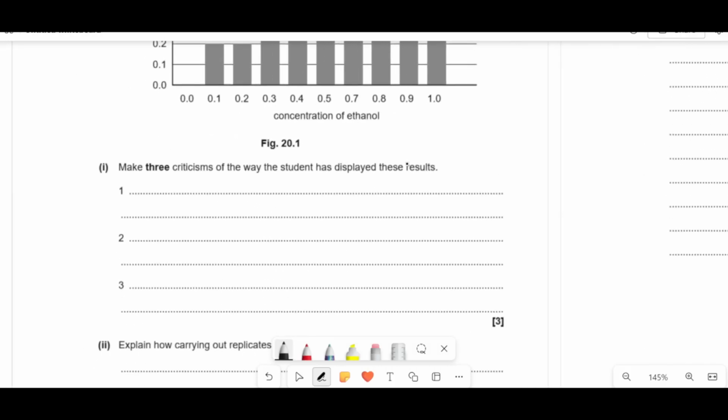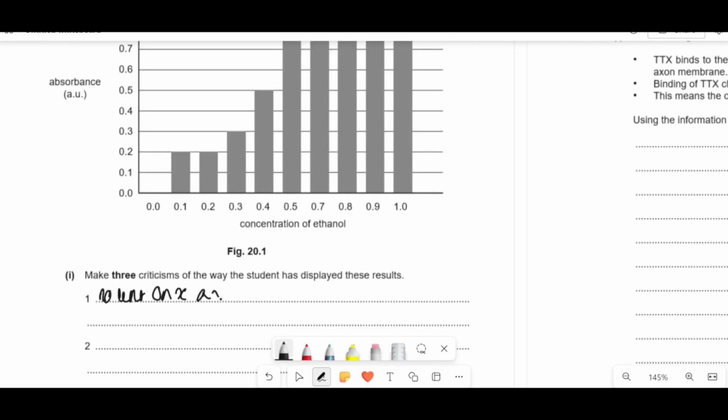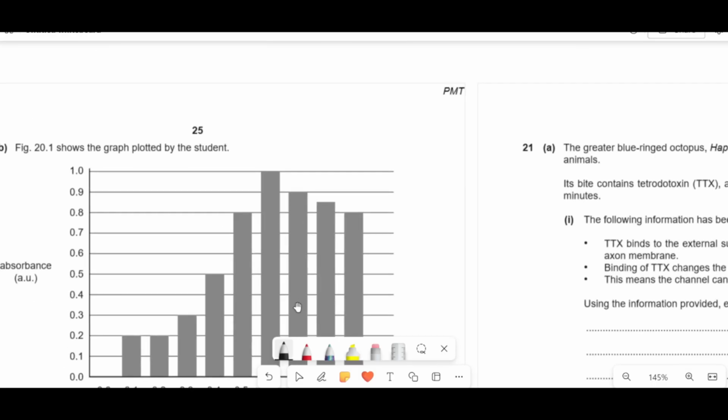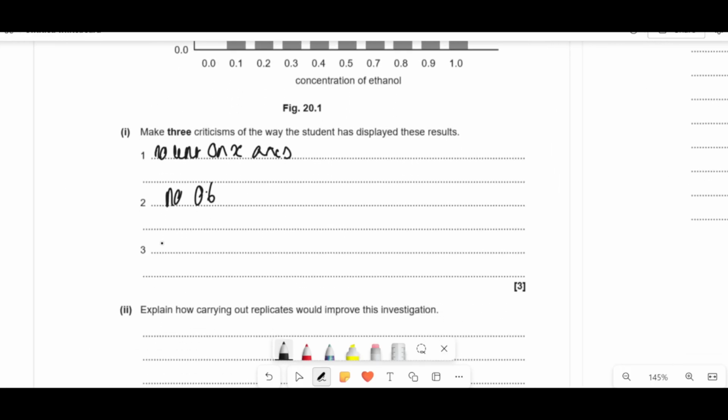What's three criticisms of this? I was already looking at this. I mean, there's no unit for ethanol, so no unit on the x-axis. As well as that, what else have we got going on here? So 0, 1, 2, 3, 4, where's 6? No 0.6. And also, what is this? I don't know what this graph's supposed to tell me. No overall title. There you go.